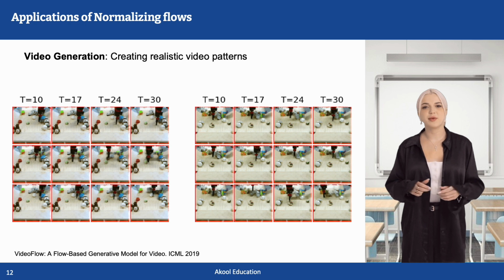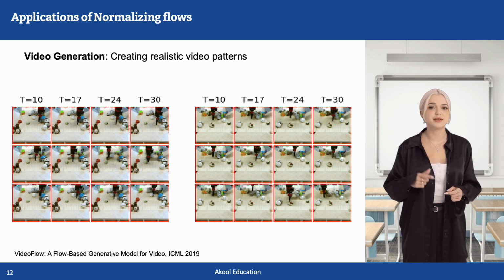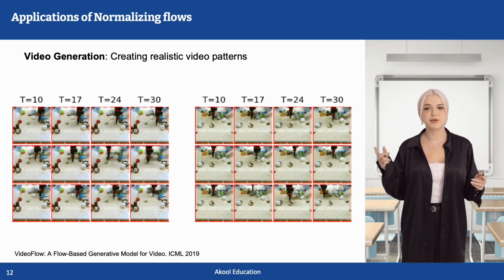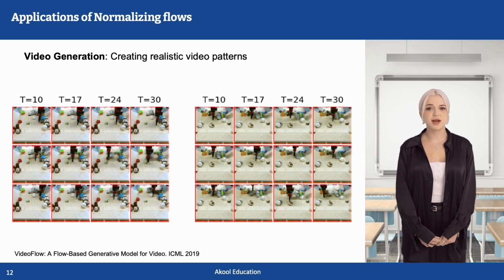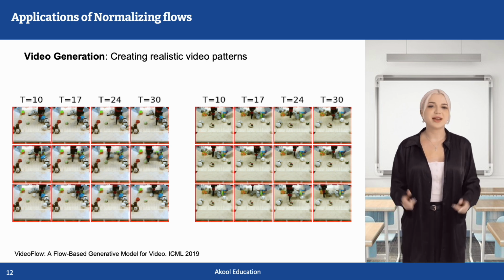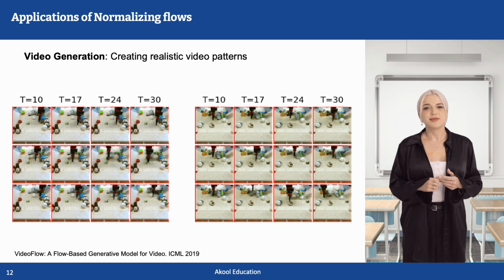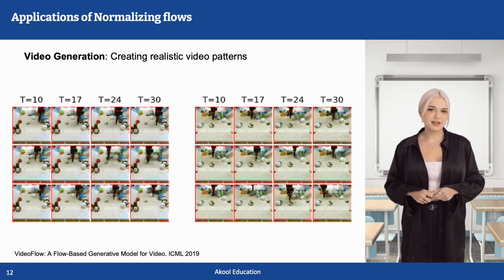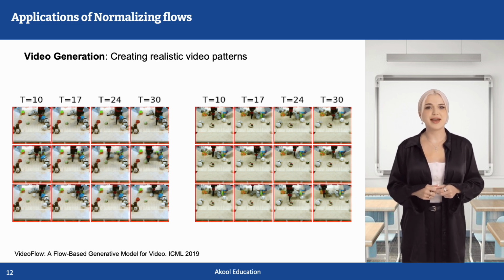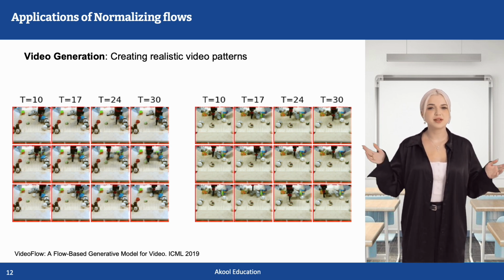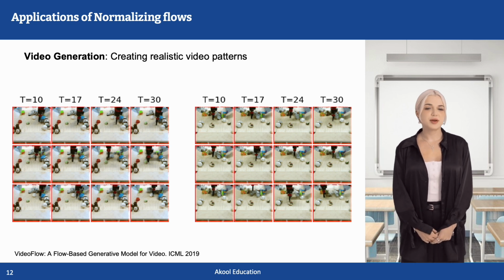Normalizing flows can also be applied to video generation, where both spatial and temporal dependencies must be modeled. A notable example is the 2019 paper, VideoFlow, a flow-based generative model for video, which extends normalizing flows to video synthesis by capturing dependencies across multiple frames. This demonstrates how normalizing flows can go beyond static images and be effectively applied to dynamic generative tasks. The figure displays 3 different features for 2 sets of conditioning frames, showcasing diversity in outcomes.